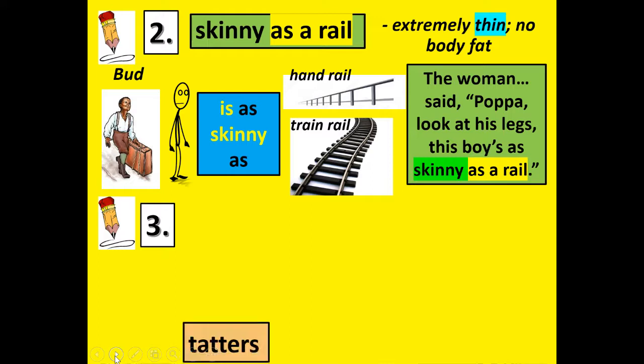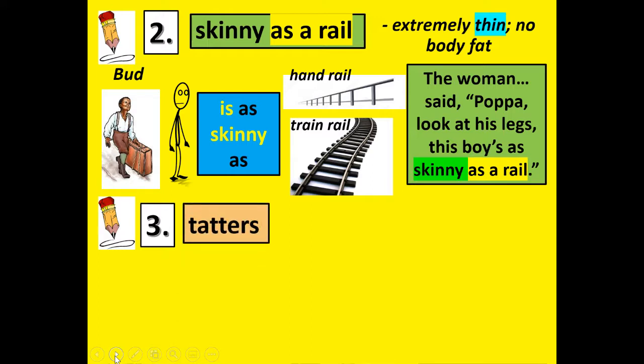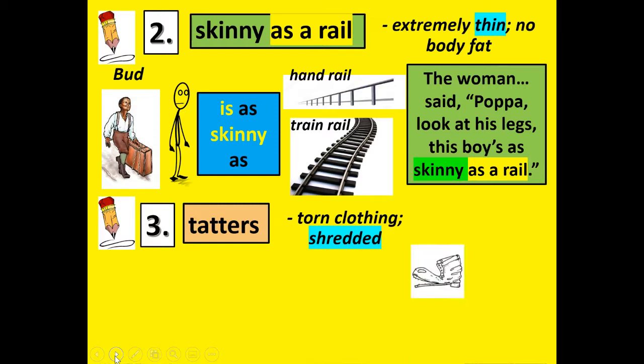For number 3, tatters. This also describes Bud, so you can write Bud's name again next to number 3, tatters. Tatters means torn clothing, or a synonym could be shredded. Tatters means torn clothing or shredded.